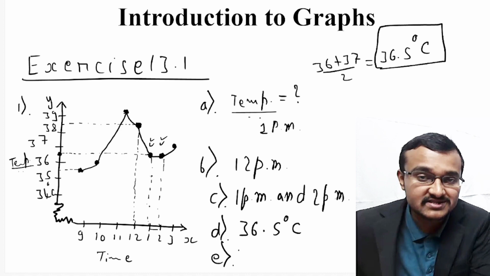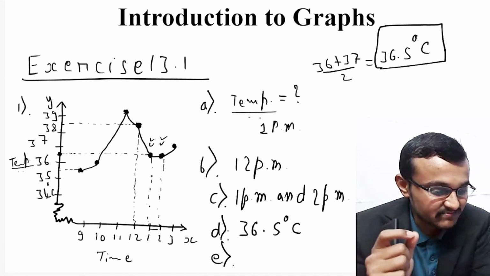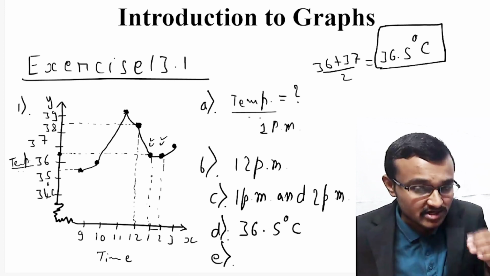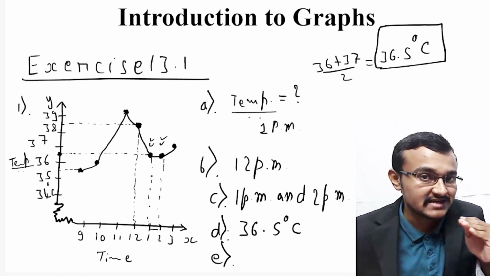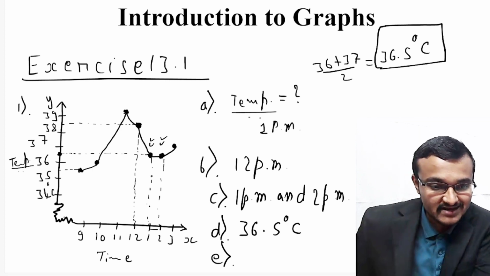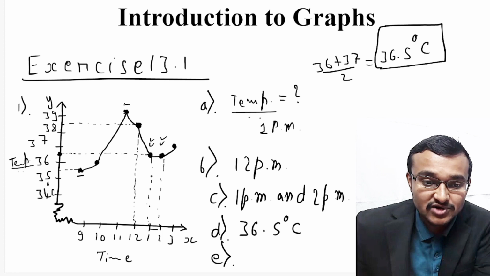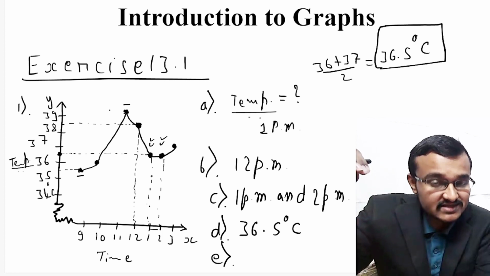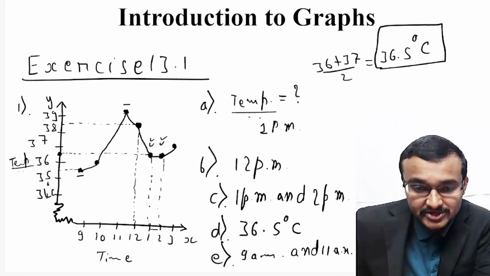Coming to the E question in this first question, they have asked: during which periods did the patient's temperature show an upward trend? That means at what duration the temperature of the patient's body was increasing. You can clearly see from morning 9 a.m. till 11 a.m. the patient's body temperature was in an uptrend. In between 9 a.m. and 11 a.m. it was showing an upward trend.